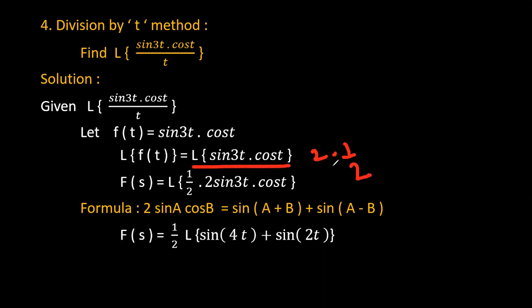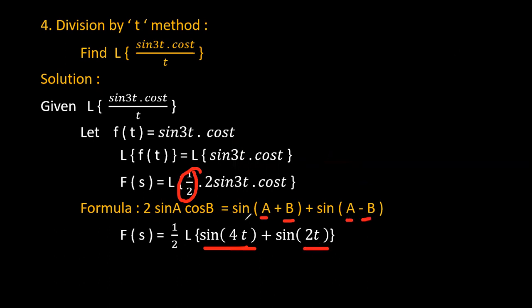If you multiply by 2 and divide by 2, then you can apply the formula 2 sin a cos b. So for this, you will have the formula sin(a+b) plus sin(a-b). Here a value is 3t, b value is t. So if you substitute a as 3t and b as t, what will you get finally? 1 by 2 will be taken outside. Laplace transform of sin 4t, that is, a is 3t and b is t, 3t plus t is 4t, plus sin of 3t minus t, which is nothing but 2t.